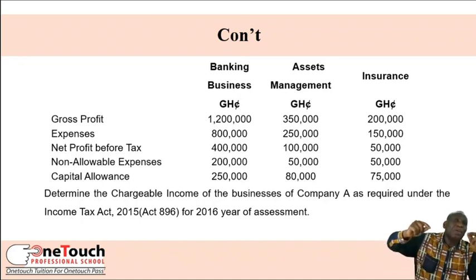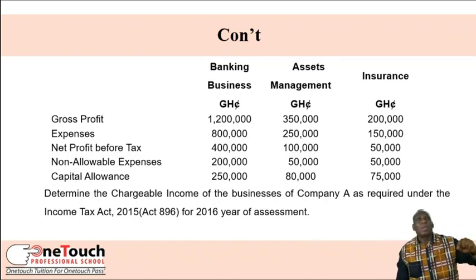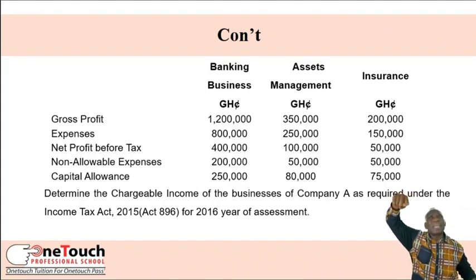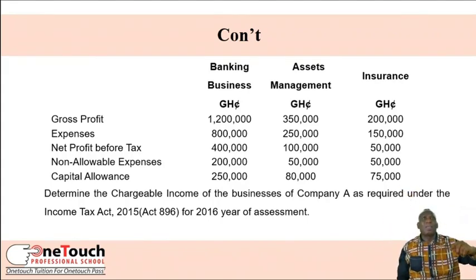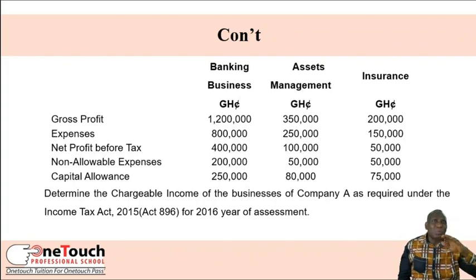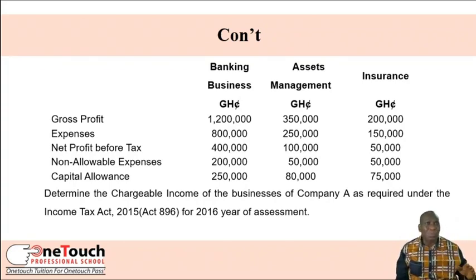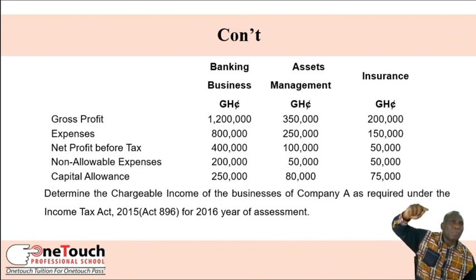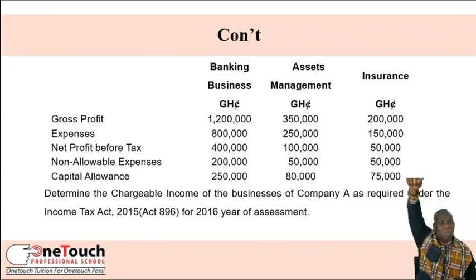And then if there have been some expenses, remember that gross profit, expenses. Now the expenses, they are telling you that out of these expenses, 200,000 for the banking business is not supposed to be allowed. 50,000 from the asset management business is not supposed to be allowed. And 50,000 from the insurance business is not supposed to be allowed for tax purposes. Therefore, when you start from the net profit before tax, remember these non-allowable expenses are already enshrined in the total expenses of the 800.